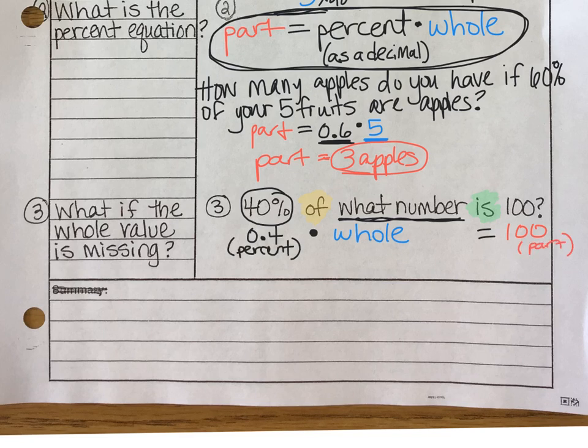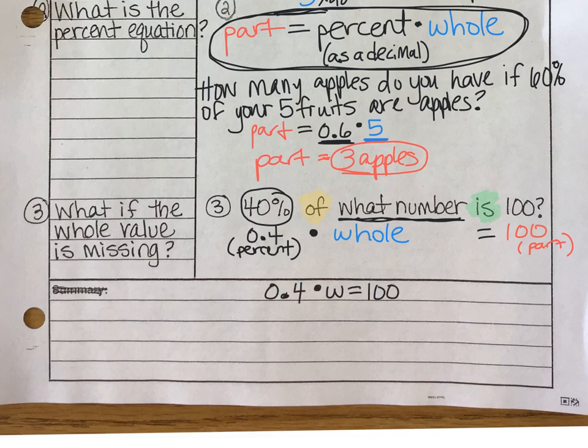So here you can see how the equation looks. 4/10 times the whole equals 100, which means percent times whole equals part. So now we're going to work on solving this. We've already set it up as an equation, but now we need to write it so that we can actually do the work to solve it.